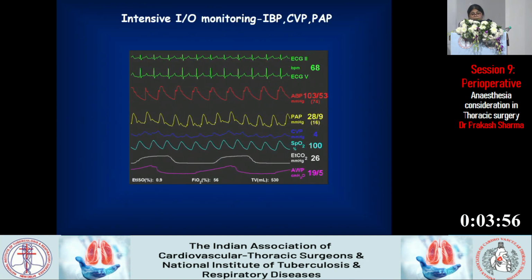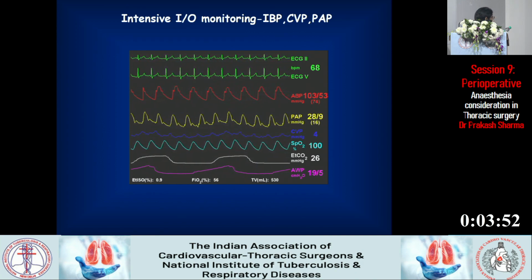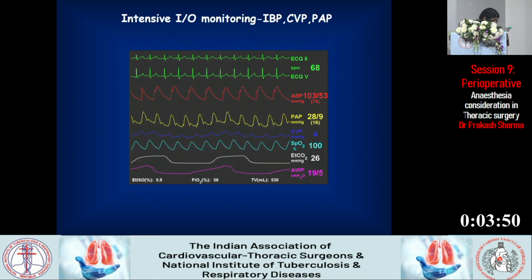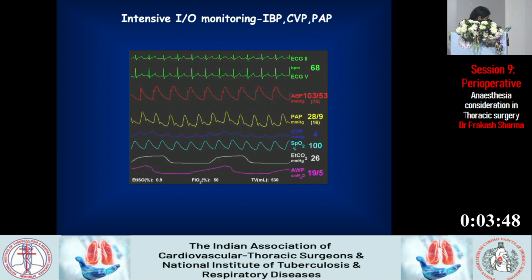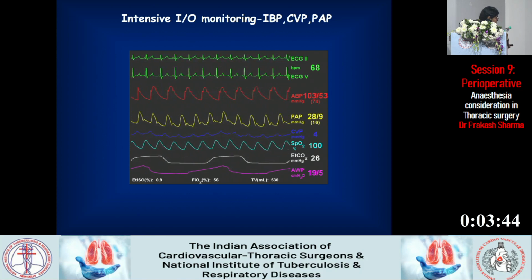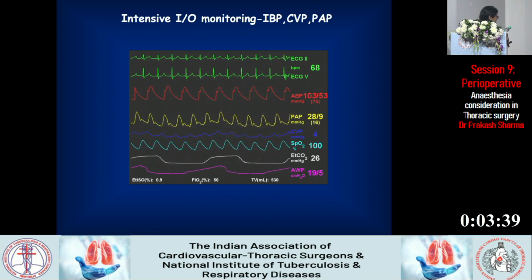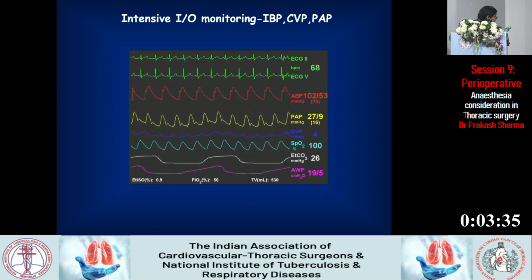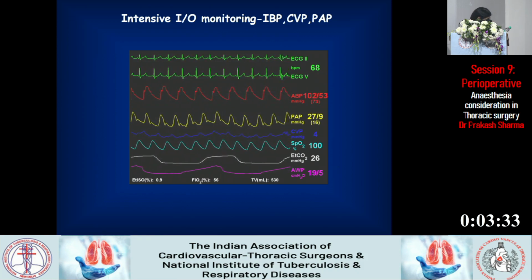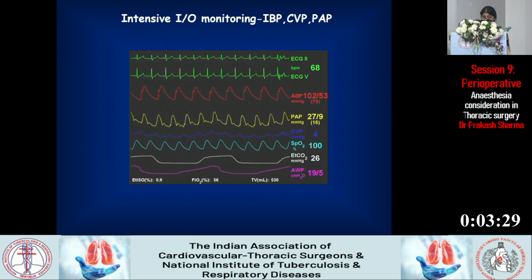Other than the problems that we face, the most important thing is intensive intraoperative monitoring. Other than the routine monitoring, that is the 12-lead ECG, non-invasive blood pressure, temperature monitoring, ABG, we have intensive intraoperative monitoring in terms of invasive blood pressure or continuous central venous monitoring. And of course, pulmonary artery pressures, we do not have any indications for carrying out pulmonary artery pressure monitoring at our setup.